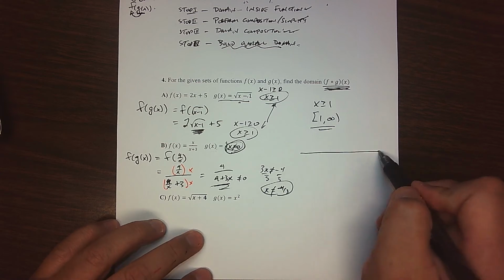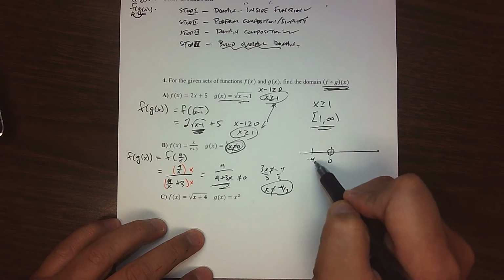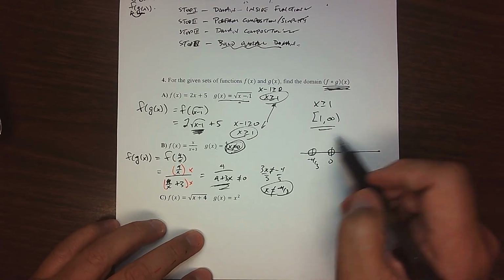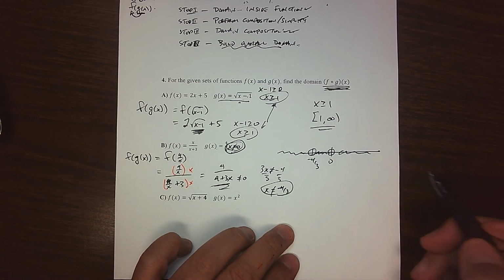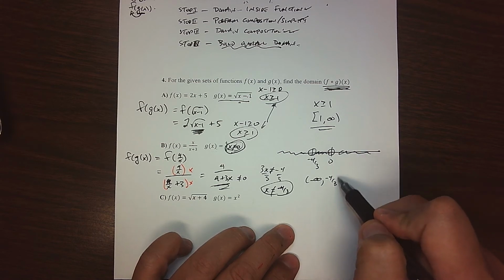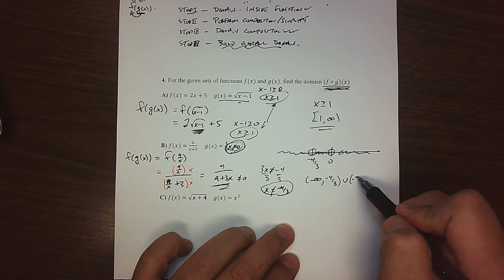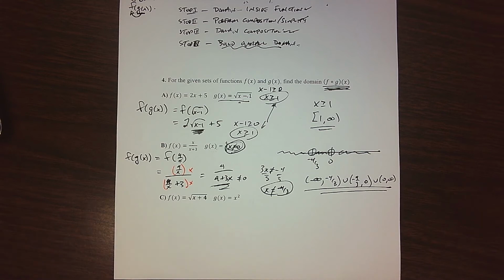If I put that on a number line, right, we're throwing 0 out and negative 4/3 we're throwing out. So putting it together, it looks like we're in this part, we're in this part, and we're in that part. So in interval notation, we're talking negative infinity to negative 4/3, union negative 4/3 to 0, union 0 to infinity. So there would be our composition domain by building it in pieces, right?